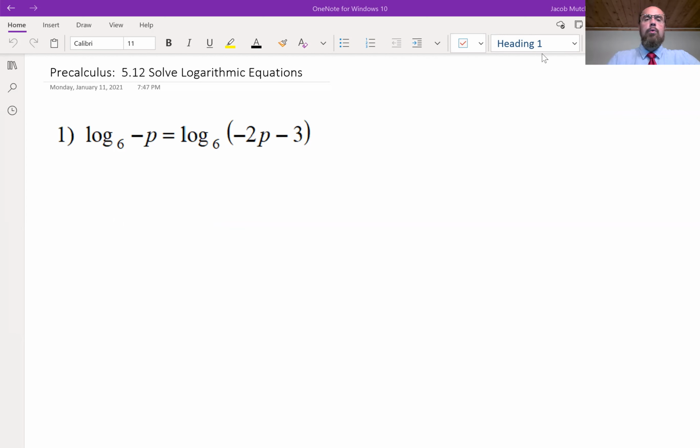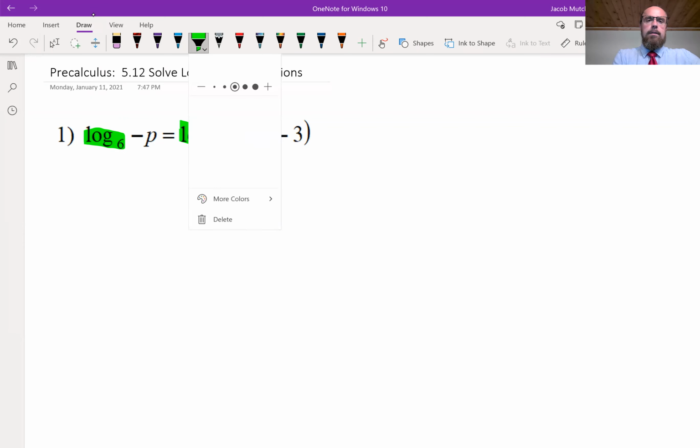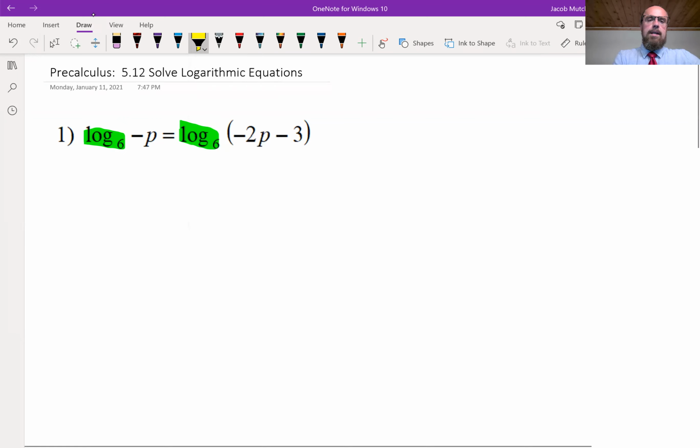When I have a logarithmic equation where there's log to the same base on each side, one strategy I can use to solve the equation is really to set the two arguments equal to each other. So with this equation, I do notice that I've got log base 6 on the left and log base 6 on the right. Since that structure is in place, I'm just going to set negative p, the argument on the left logarithm, equal to negative 2p minus 3, the argument on the right one, and solve.